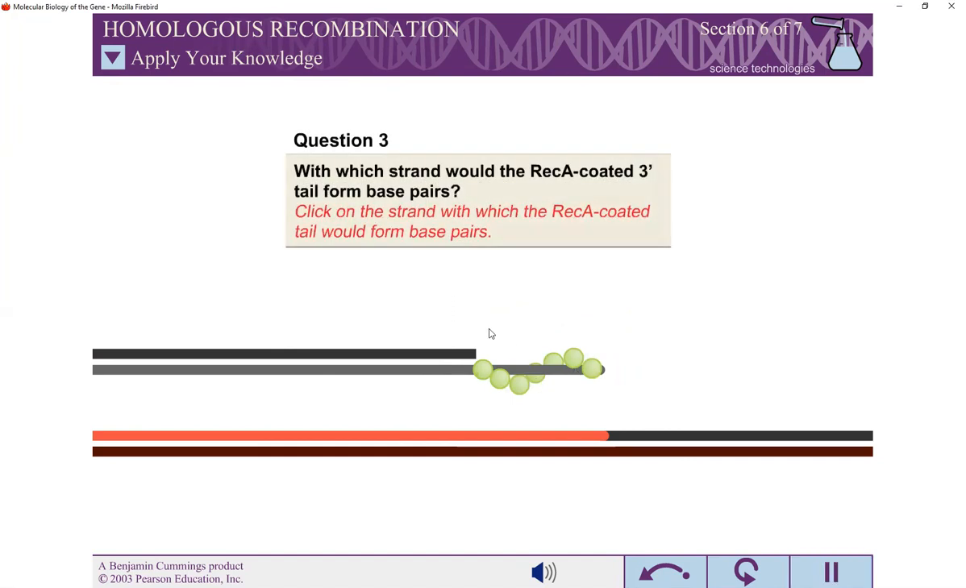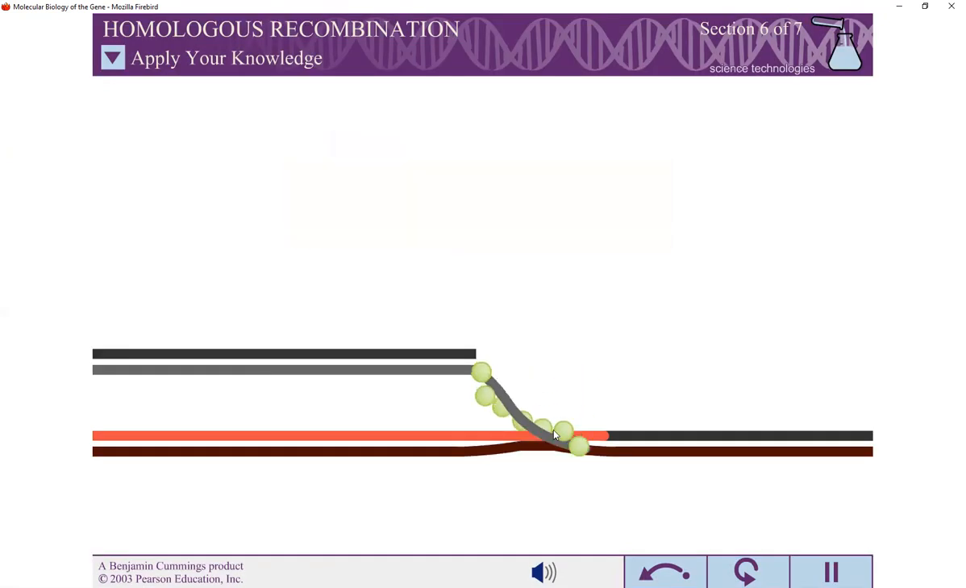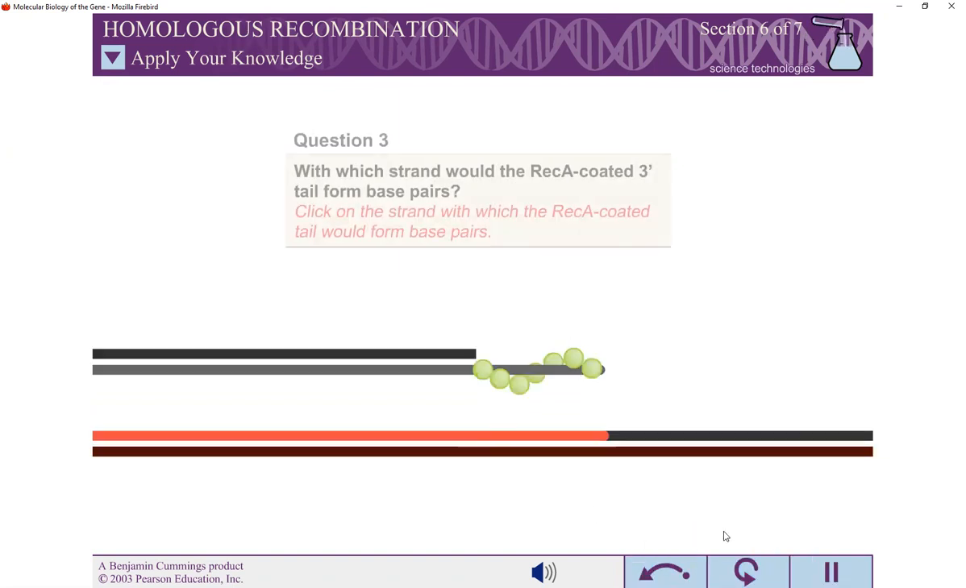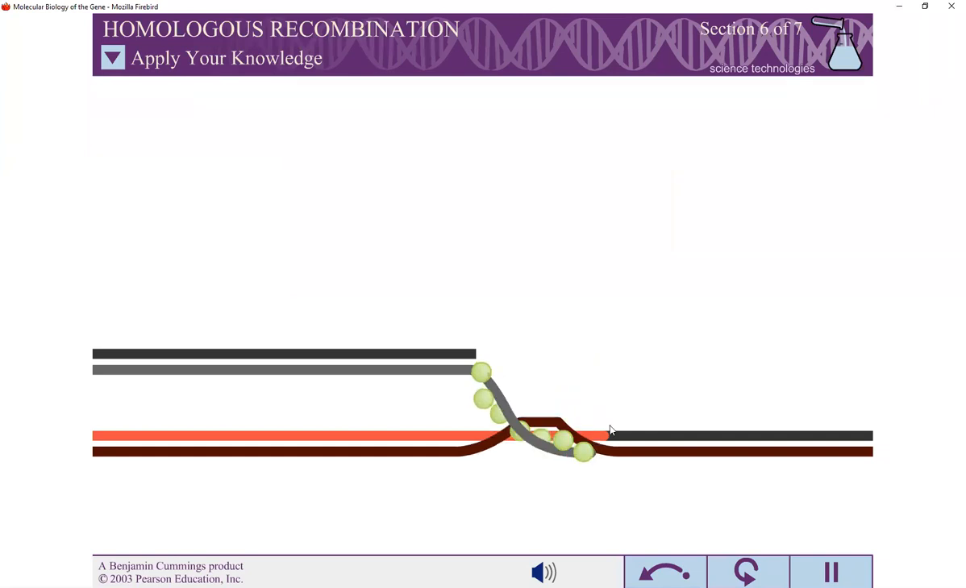Question 3. With which strand would the RecA coated 3' tail form base pairs? RecA coated tail will form a base pair with this strand, because this one was the complementary strand. Correct. See this? This is how the base pairing will take place. Exchange. Now replication can start here. Please look here. This is really good. See, Question 3. With which strand would the RecA coated 3' tail form base pairs? It will form base pairs with this particular strand because it will displace the other strand. Correct.